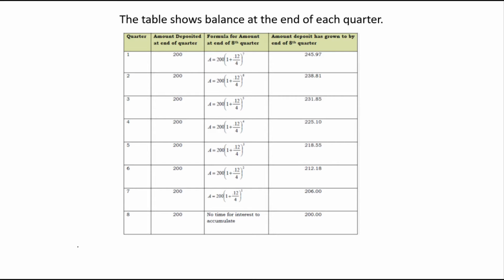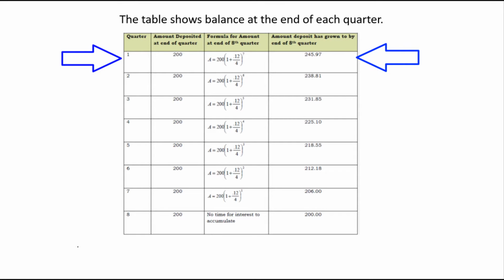Next is the formula for amount at the end of the 8th quarter, and for each of these we use a compound interest formula, and what we change is the number of quarters. That's the exponent. And finally, the last column is labeled Amount Deposit has grown to by the end of the 8th quarter. So now let's look a little bit more closely at the second row, which addresses the first quarter.